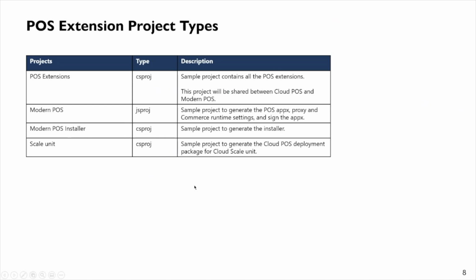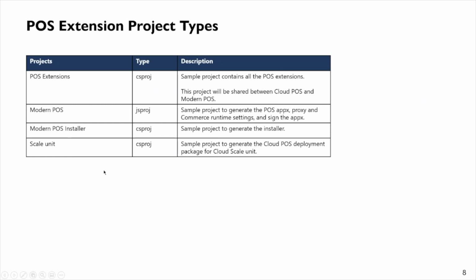Now for cloud, if you're doing only Cloud Point of Sale, you do the POS extension, then the scale unit project to create your deployable package. It's sort of like two steps for Cloud Point of Sale. So these are the four primary projects. Depending on your scenario, it can be two or three, depending on whether it's Cloud POS or Modern POS. You're going to create these different project types.